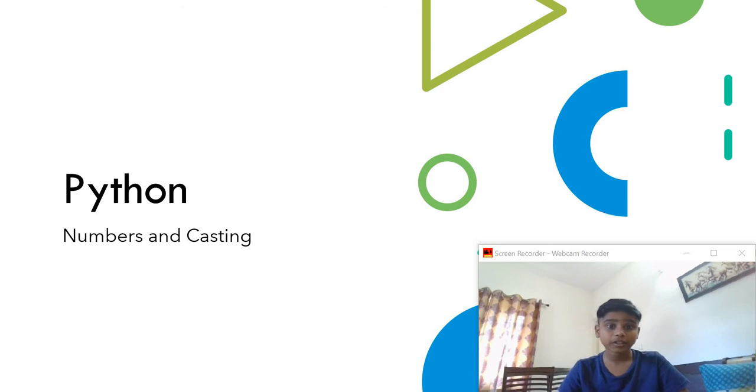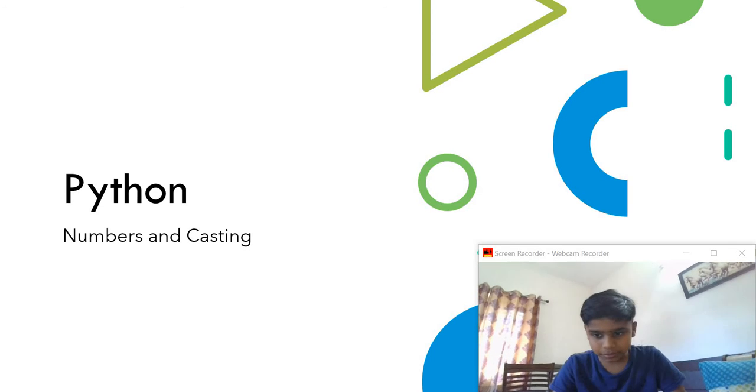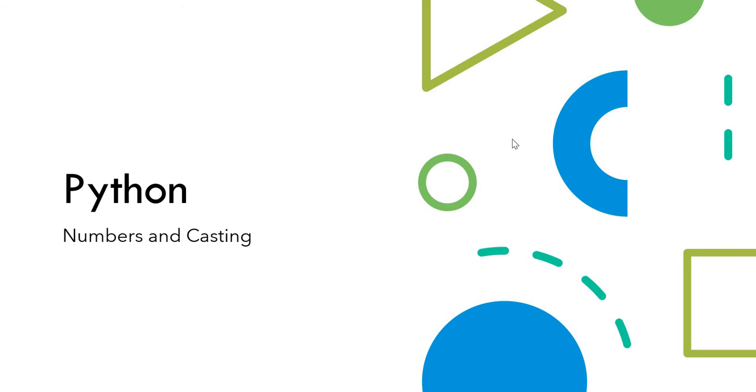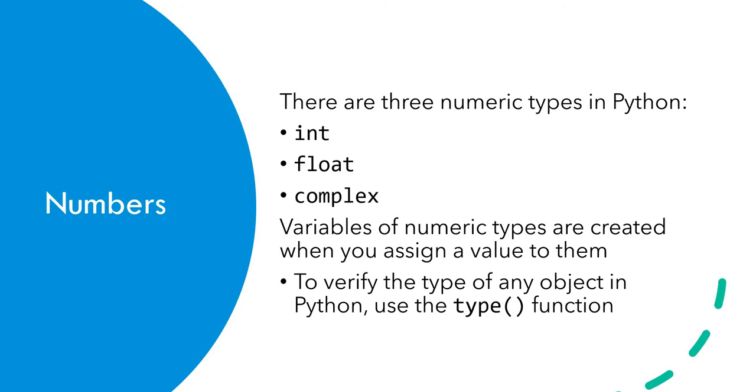Today we are going to be doing a tutorial on Python, numbers and casting. So let us begin with the tutorial. So in today's tutorial, we are going to learn about numeric types in Python. They are int, float and complex.